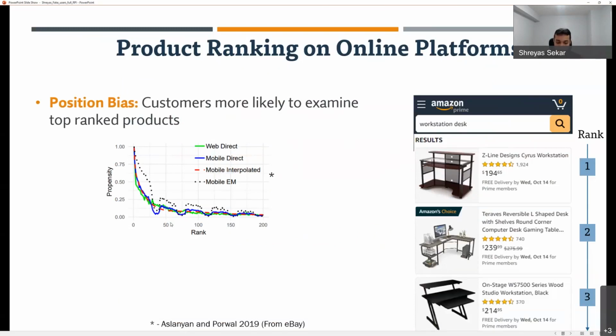So forget rank 50, right? Even at around rank 25, we have hardly 10% of my customers who reach all the way down to the 25th product. So this is a big deal for sellers to be ranked at the top.